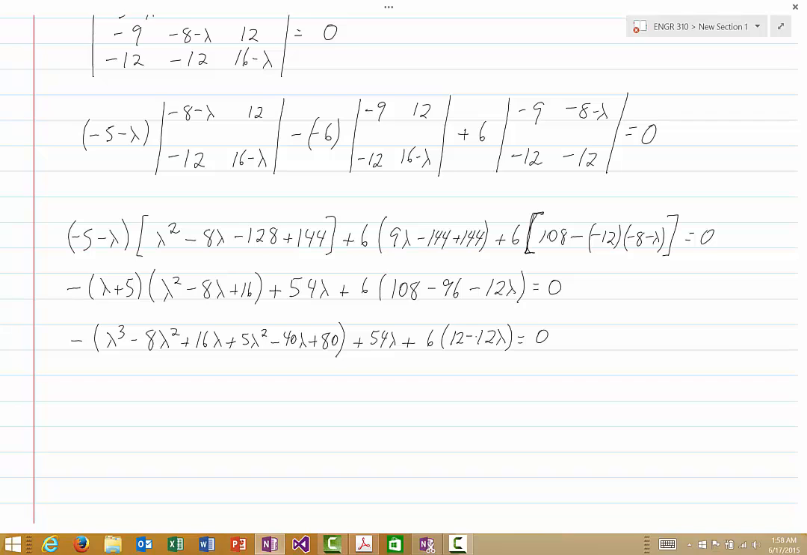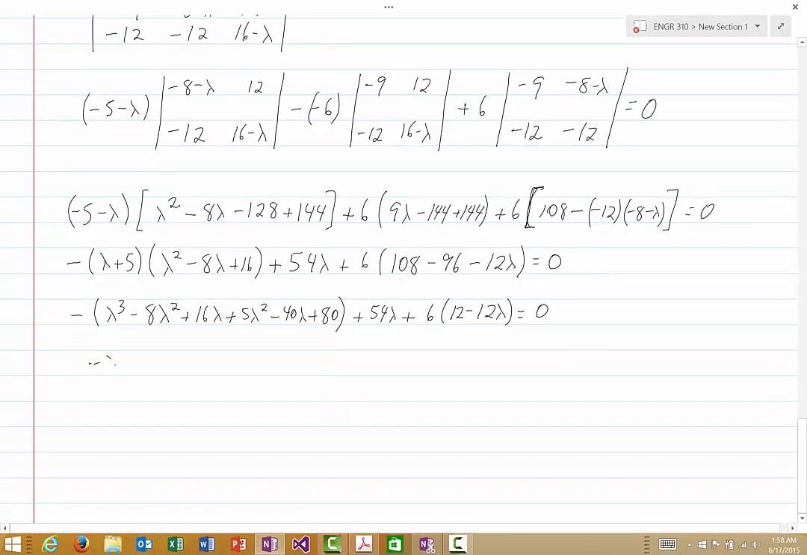Okay, so now we get minus of lambda cubed minus 3 lambda squared minus 24 lambda plus 80 plus 54 lambda plus 72 minus 72 lambda is equal to 0.